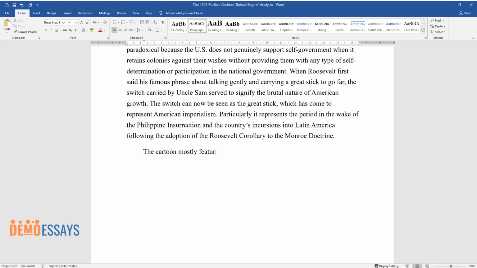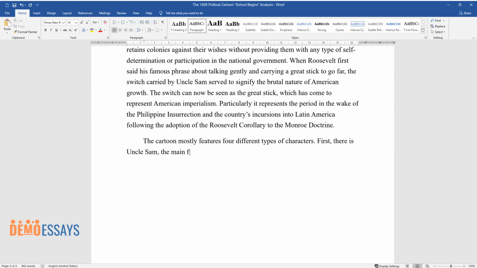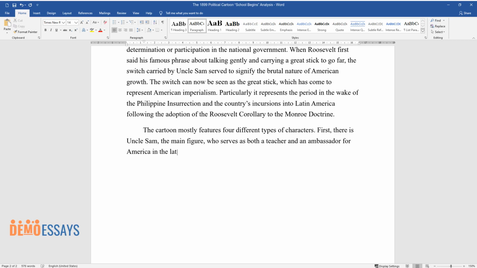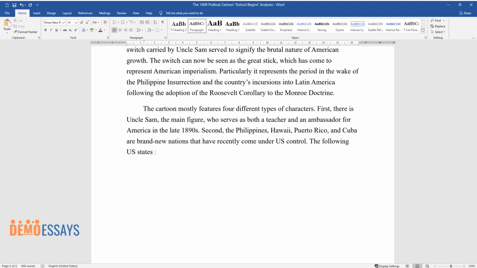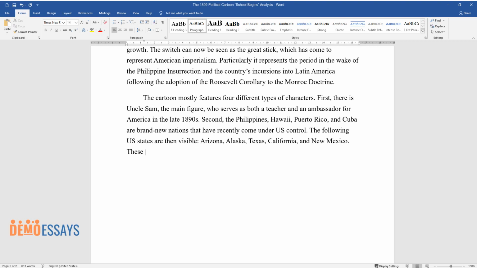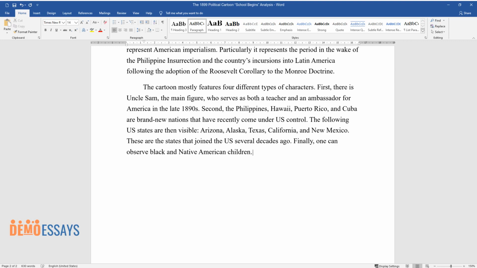The cartoon mostly features four different types of characters. First, there is Uncle Sam, the main figure, who serves as both a teacher and an ambassador for America in the late 1890s. Second, the Philippines, Hawaii, Puerto Rico, and Cuba are brand new nations that have recently come under U.S. control. The following U.S. states are then visible: Arizona, Alaska, Texas, California, and New Mexico. These are the states that joined the U.S. several decades ago. Finally, one can observe Black and Native American children.